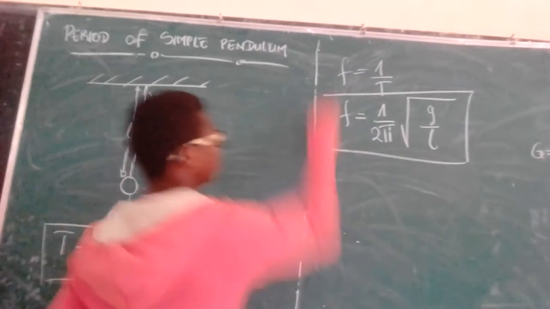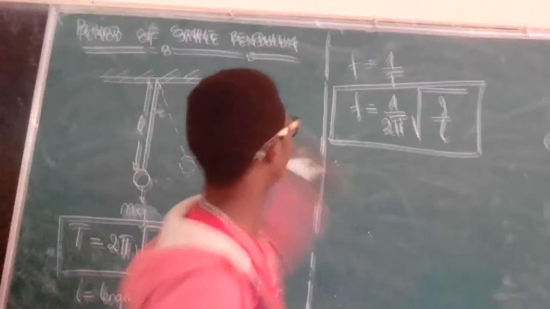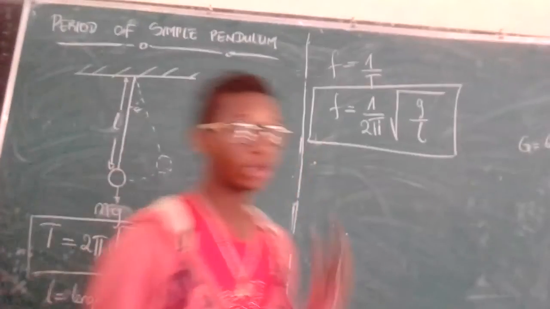As simple as that. So that was all about the period and frequency of a simple pendulum undergoing simple harmonic motion.